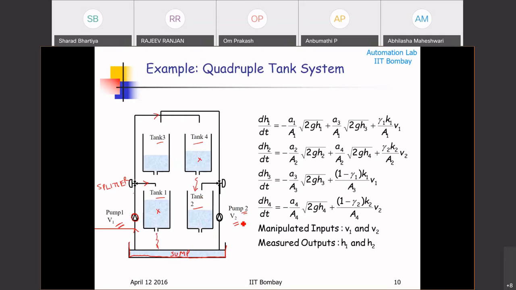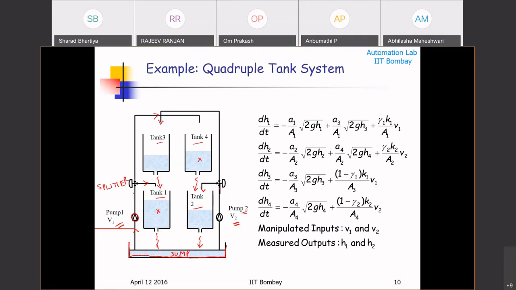In the case of pump 2, you've given a certain voltage to the pump, and based on the setting of the splitter valve over here, you will have a certain amount of water going down into tank 2 and the remaining water going into tank 3. The water from tank 2 will come down to the sump, whereas water from tank 3 will drain out into tank 1. So this is an example. It's an extremely simple example.